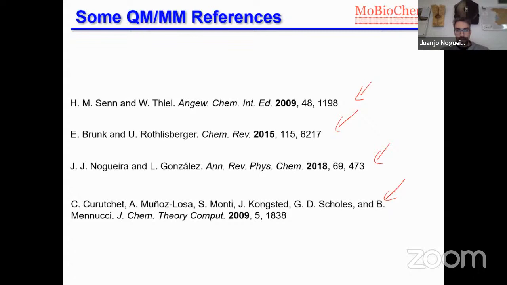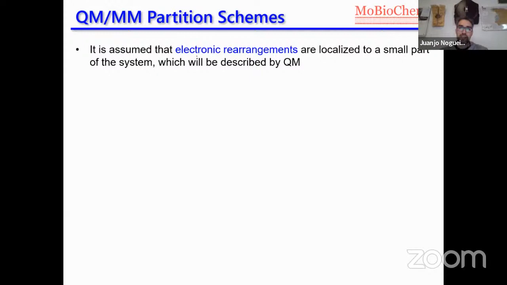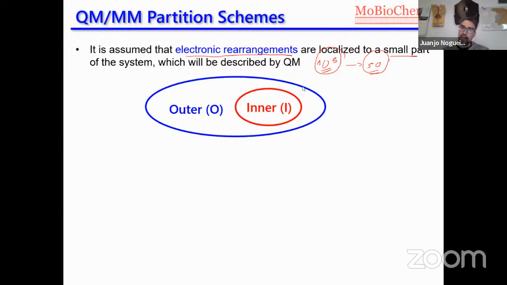Okay, so let's start explaining a bit about QM/MM. As we already said, we are going to assume that the electronic action is localized in a small part of the system, and small means maybe several tens or a few hundreds of atoms. It is small in comparison with the full system. Remember that when we simulate biological systems, we can have 10 to the power of 5 atoms. From this very large number of atoms, maybe 50 will be described at quantum mechanical level, only the region of the system where the reaction is taking place.